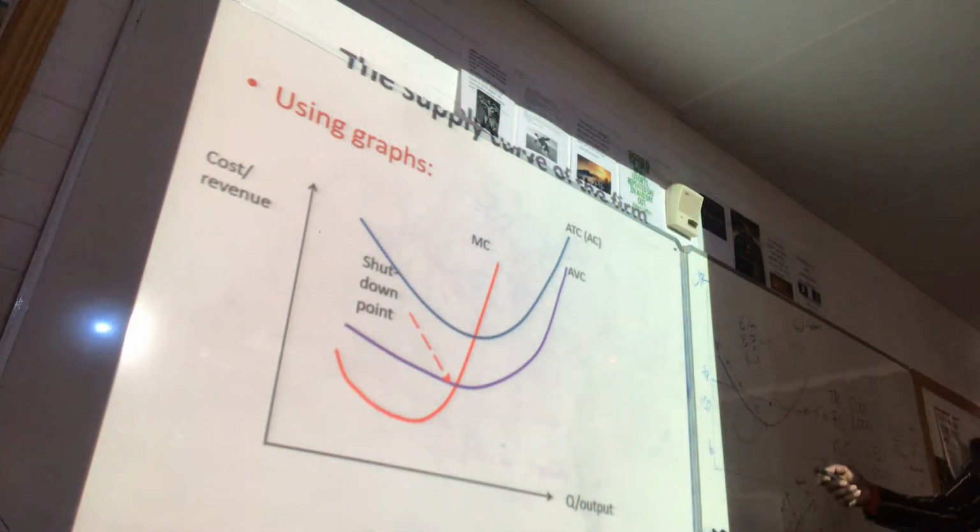Okay, and then you've got your average variable cost graph. This is also new to you guys. Well, this graph is new to you, but it goes underneath the average total cost graph. So what other graph would, if you've got your average total cost?